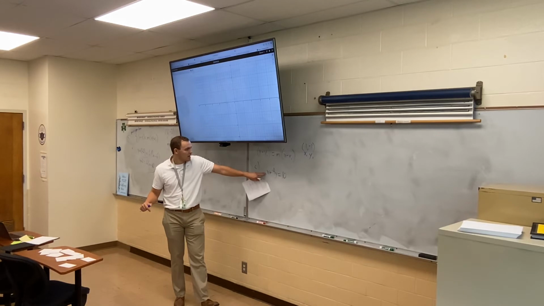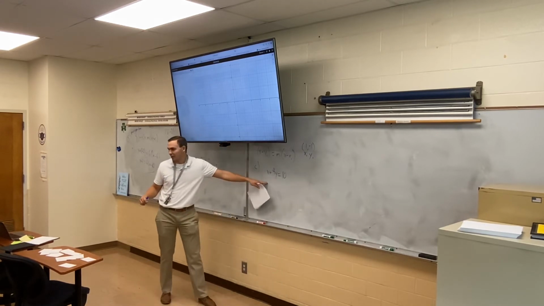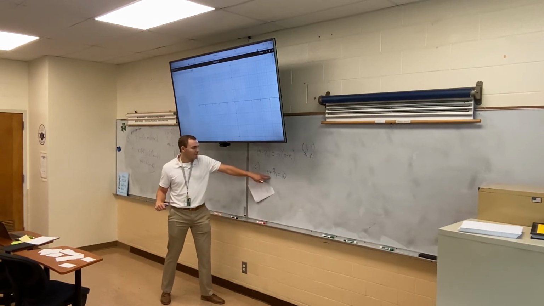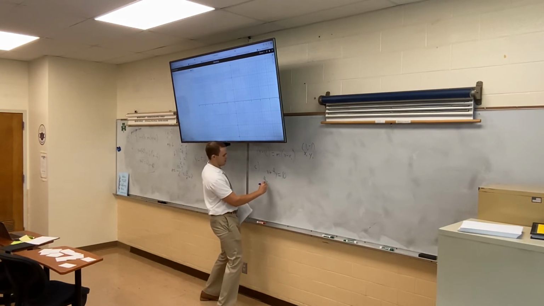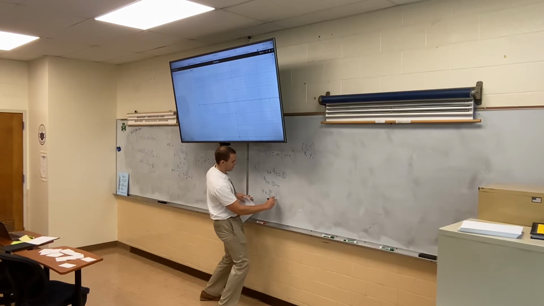So let me do it on the board real quick. The way I get this is I solve for y. So I'm gonna solve for y. So I get 4y equals 10 minus x, and I multiply both sides by 1/4. I get y equals 10 over 4 minus 1/4 x.